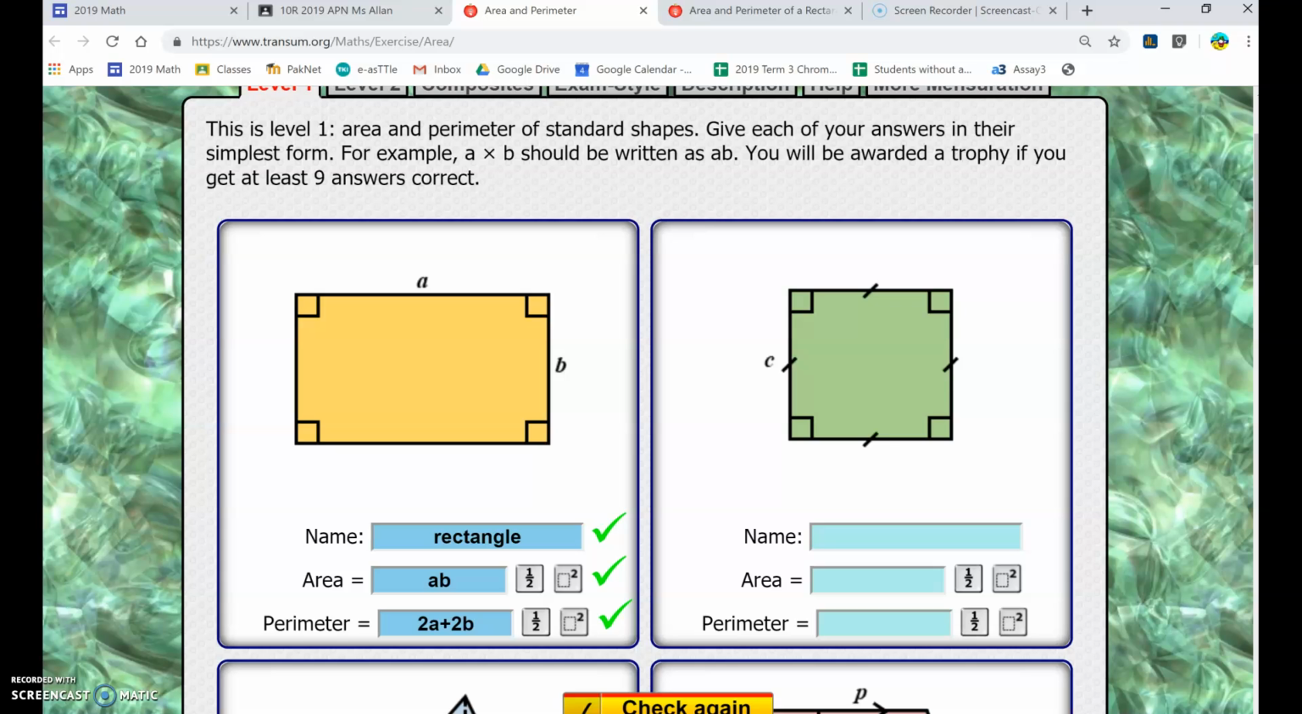Does that make sense? So we've got a square. What would the area of this square be? The length of the side is C. Oh, these little bits here, they mean they're the same length. So that's going to be C times C, which is written as C squared. And then what's the perimeter going to be? Yes. So it's going to be C plus C plus C plus C, and we have to simplify. We've worked that out, so 4C.